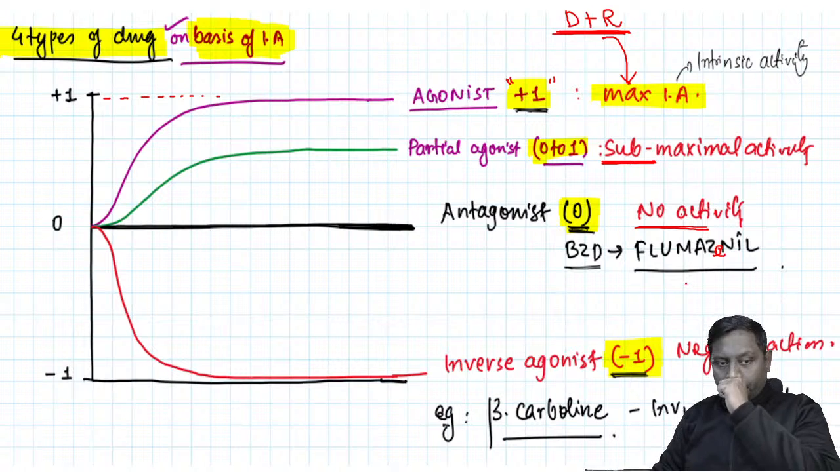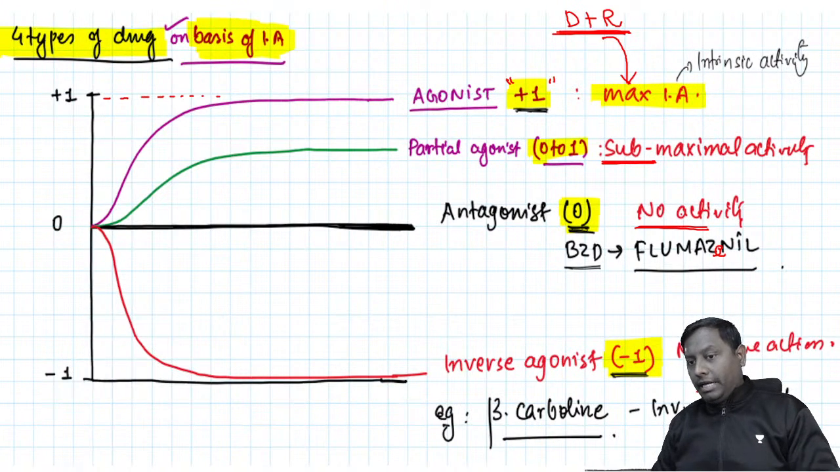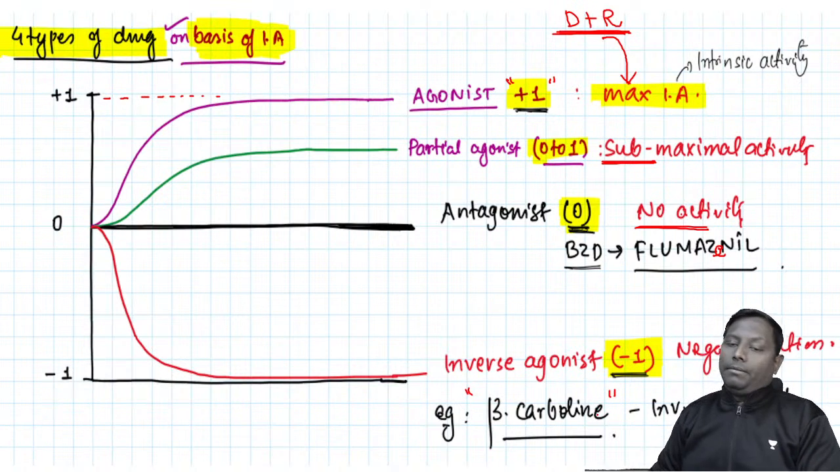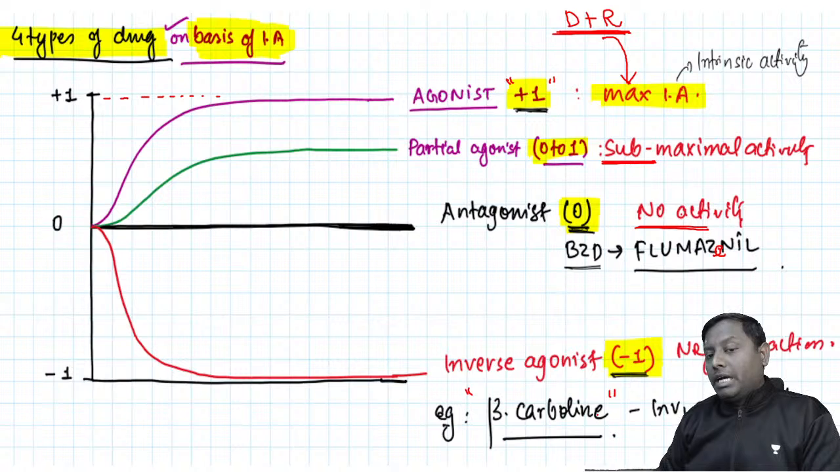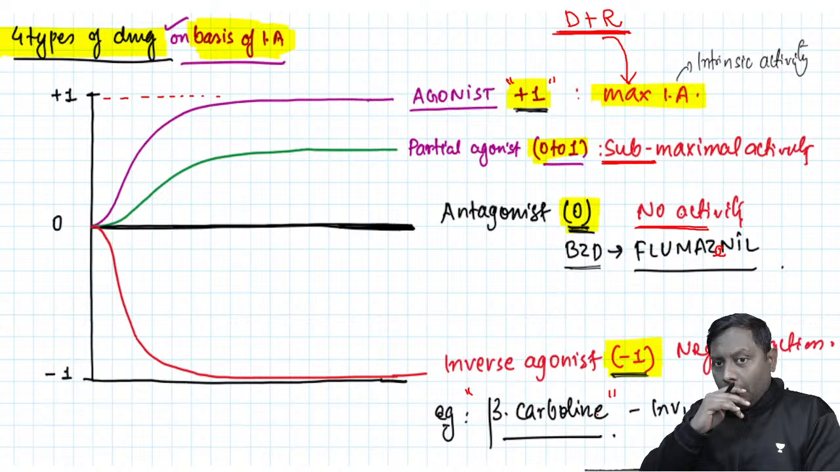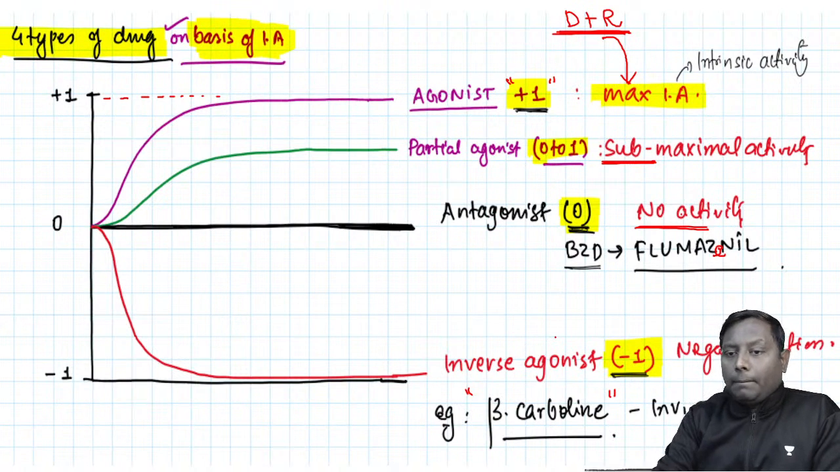Okay. Then we have the inverse agonist, a drug that after binding the receptor produces the opposite action, right? Like beta carboline is a very good example of an inverse agonist for the benzodiazepine receptor. We have multiple other inverse agonists, right? For example, triprolidine that is an inverse agonist for H1, right? Okay, moving forward, the agonist is +1, partial agonist 0 to 1, right? And antagonist is 0, and inverse agonist is -1.